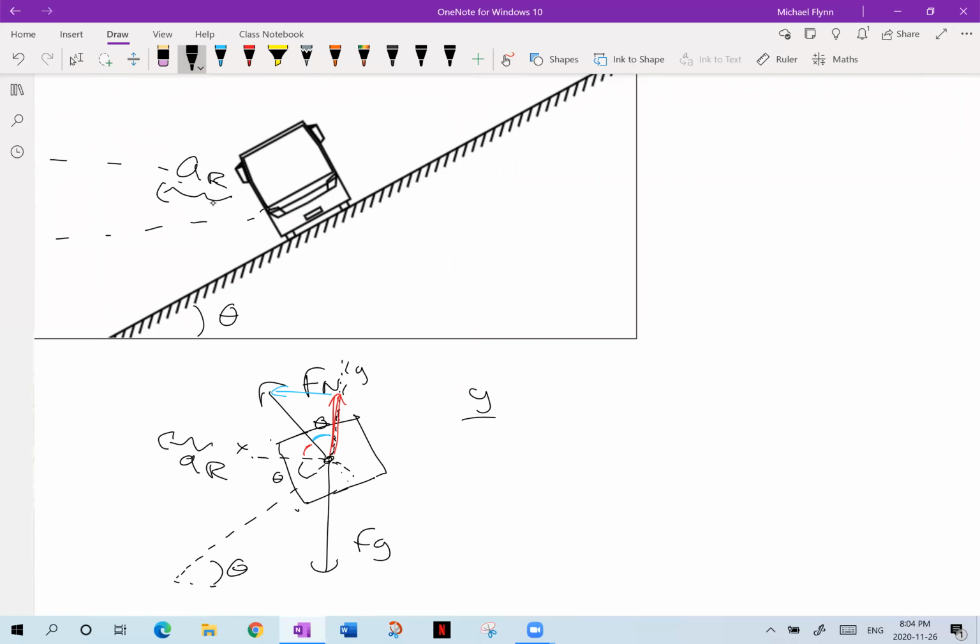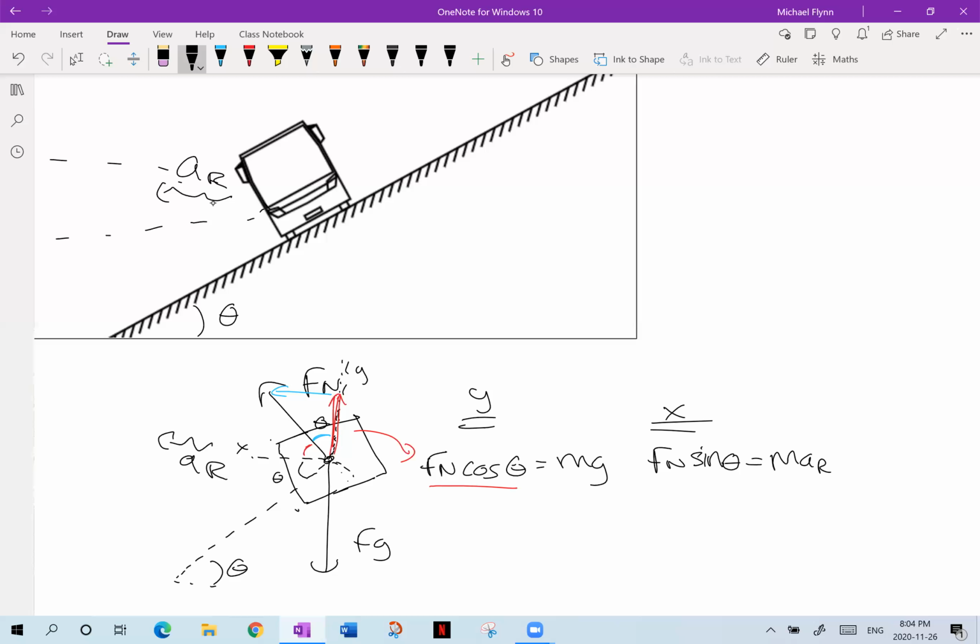Let's look at the y component. And let's cut to it. You're going to get that the normal force times the cos of theta. That's the red vector. So that's this red vector here, right? Equals mg. And in the x direction, you're going to get Fn times the sine of theta equals m a_r.